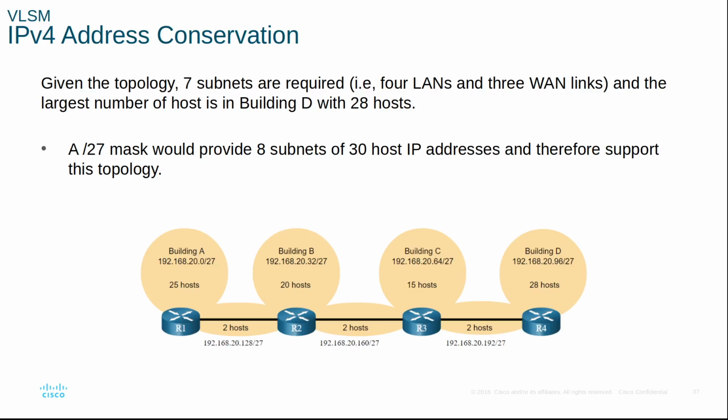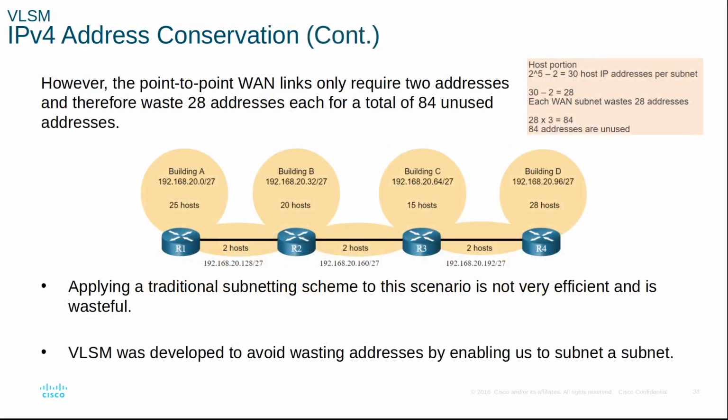But that's what got us into this mess, right? That's a lot of wasted addressing space. You only need 2 hosts down here. Why subnet for 30? That would be crazy. That's what VLSM was intended to do. It avoids wasting addresses. You're subnetting a subnet. That's all you're doing. You're taking that initial step that we did, and you just keep subnetting.